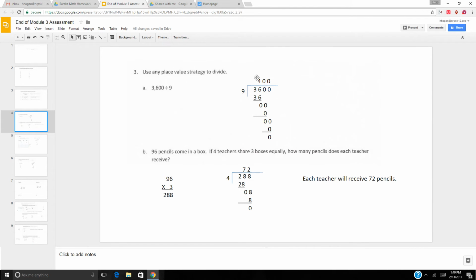So 36 divided by 9 is 4. If you subtract, that's 0. Bring down the 0. That's 0. That's 0. So it's 400.